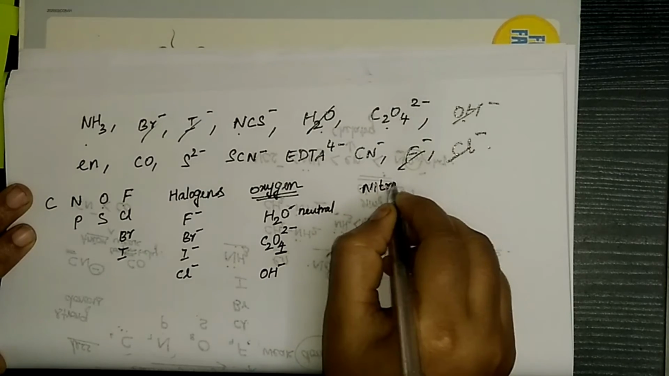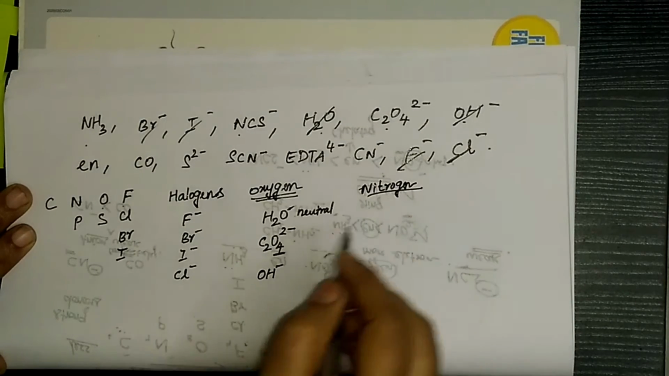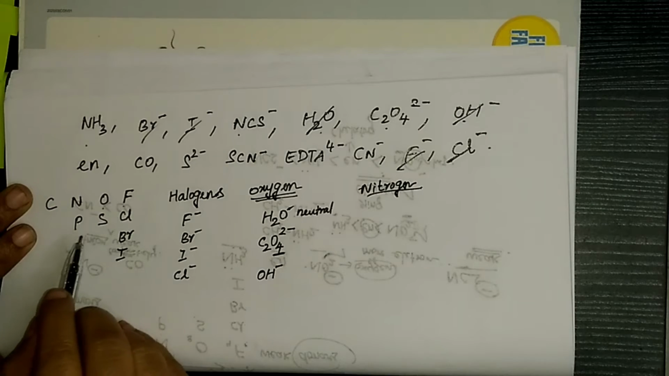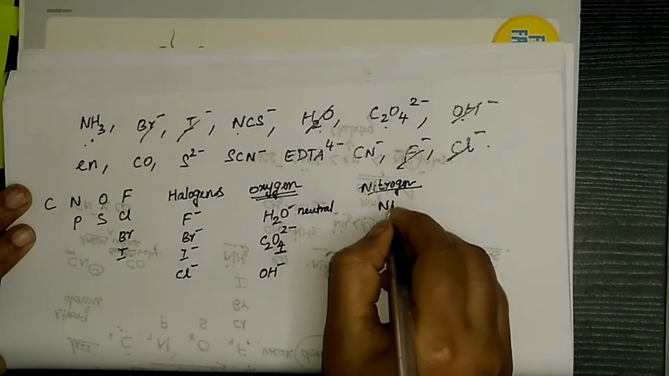Then comes nitrogen. So you have to sort out which ligands have nitrogen as the donor. Ammonia, nitrogen is a donor.